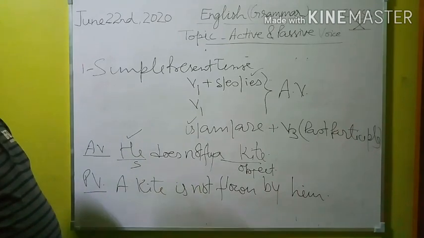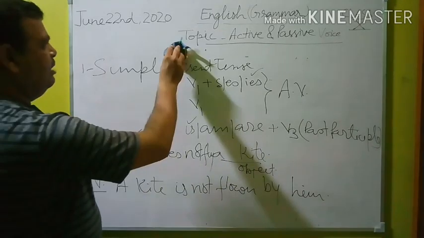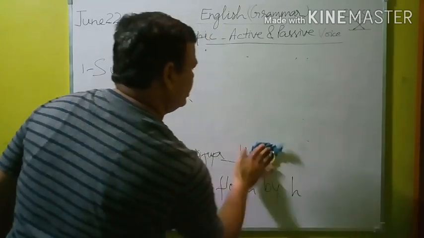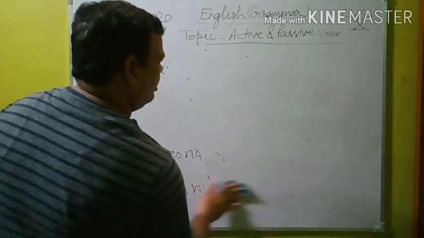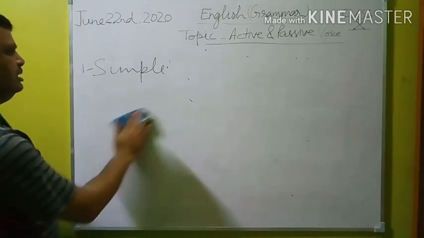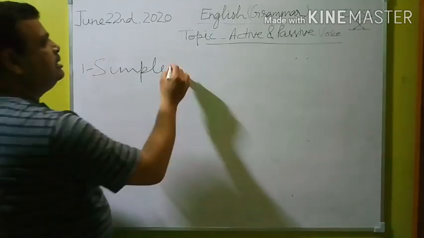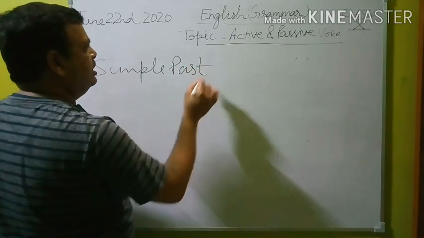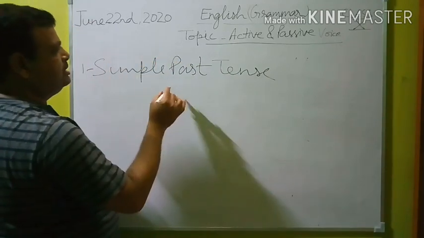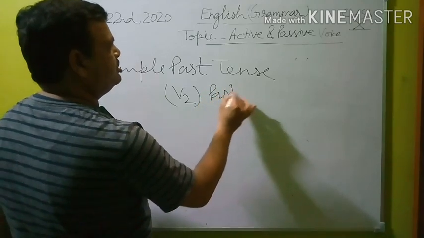Let us examine simple past tense. Passive structure of simple past tense I am going to tell you now. In passive voice also we have to keep in mind that only the past participle form of the main verb is used. Now, before I proceed, I would like to tell you the structure of simple past tense. What is the structure in active voice? Simple past tense means the second form of the verb. It is also known as past tense.